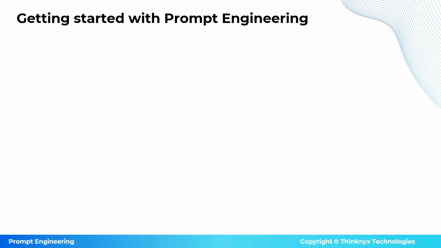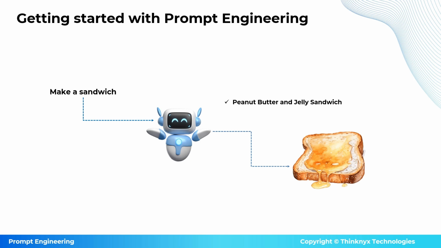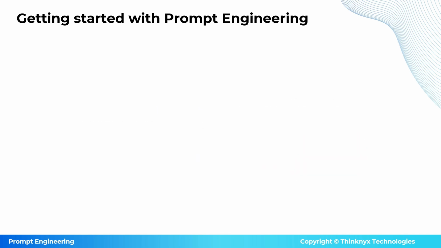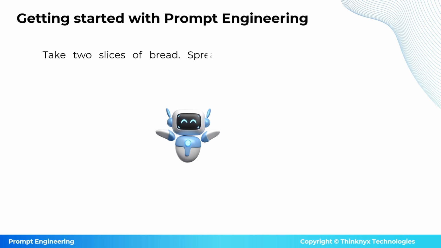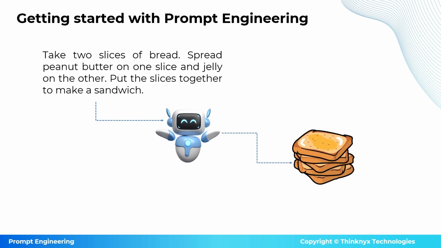Consider a case where you're teaching a robot to prepare a peanut butter and jelly sandwich. At first, you tell the robot, make a sandwich. The robot tries, but it's messy and doesn't taste as expected. So you decide to provide more specific instructions to the robot. You say, take 2 slices of bread, spread peanut butter on one slice and jelly on the other. Put these slices together to make a sandwich. The robot follows these instructions and makes a much better sandwich.